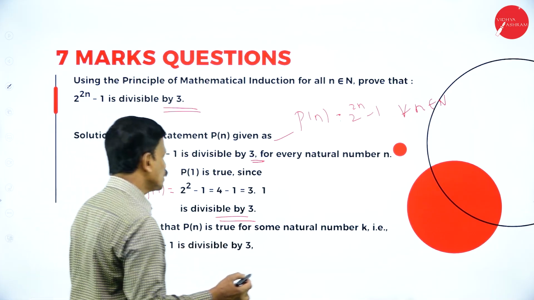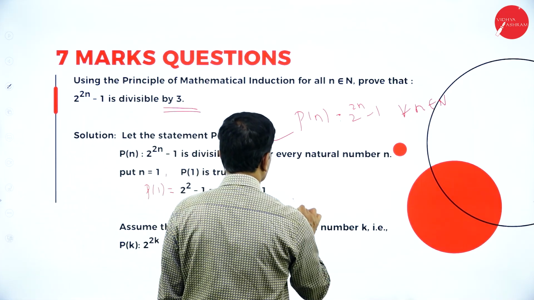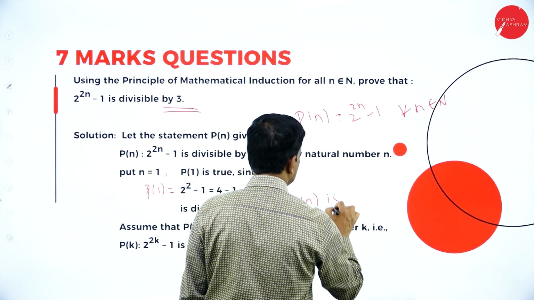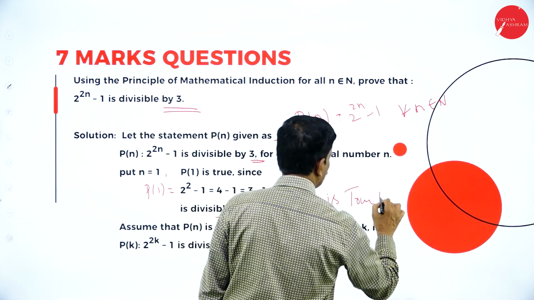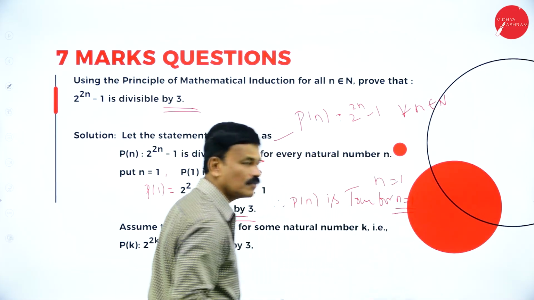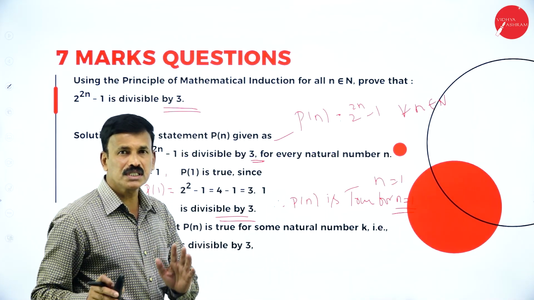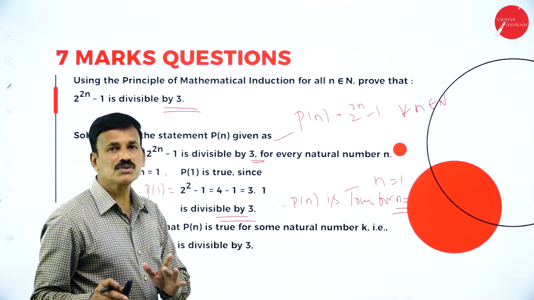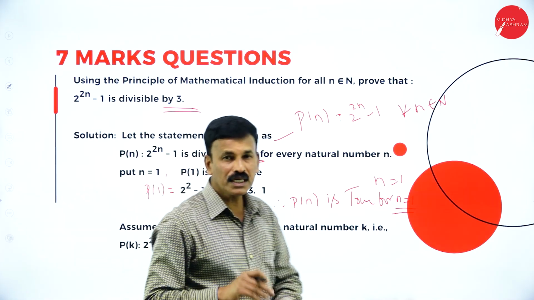Assume that p of n is true for n is equal to 1. Very simple, same procedure. Just prove that the statement is true for n is equal to 1. Put n is equal to 1.